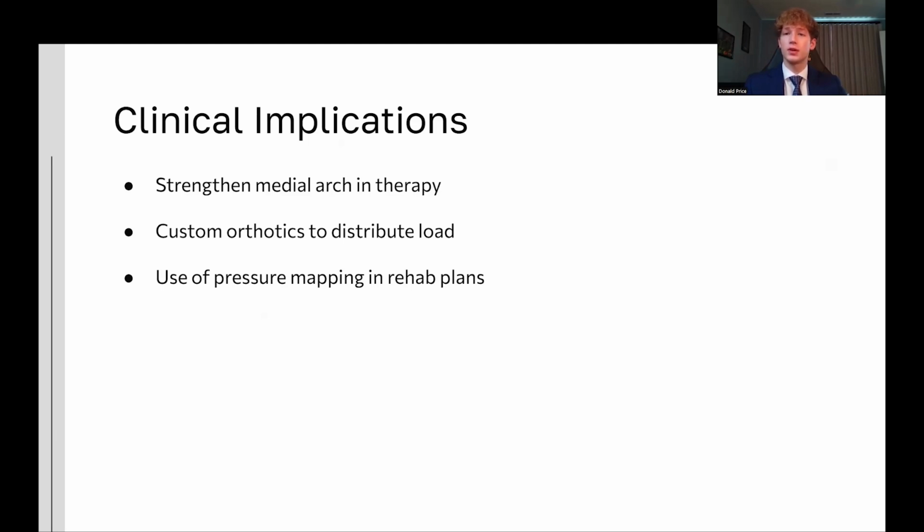Another strategy is use of custom orthotics. By providing additional support under the medial arch, orthotics can help redistribute pressure more evenly across the foot and improve overall gait mechanics. Finally, pressure mapping systems, like the one used in the study, could be integrated into rehabilitation programs. This would allow therapists to monitor changes in pressure patterns in real time and personalize treatment plans to each patient's unique needs.